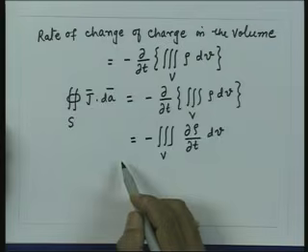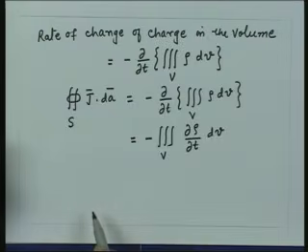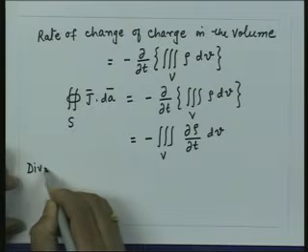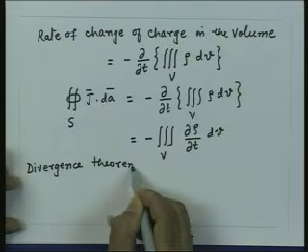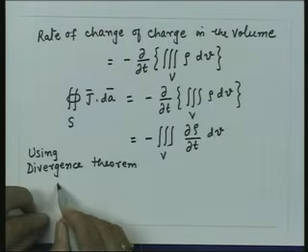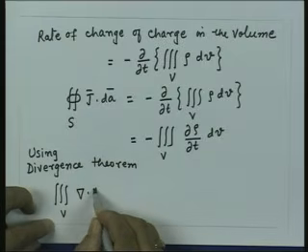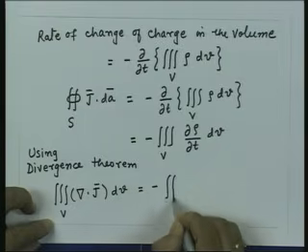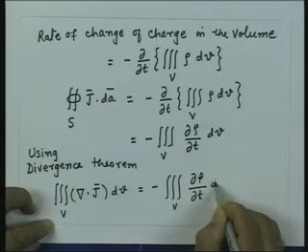Now, as we have done earlier, we can convert this surface integral into the volume integral by applying the divergence theorem. So, using divergence theorem, we can get this integral as the volume integral over V of del dot J dV, that is equal to minus the triple integral over the volume of d rho by dt dV.